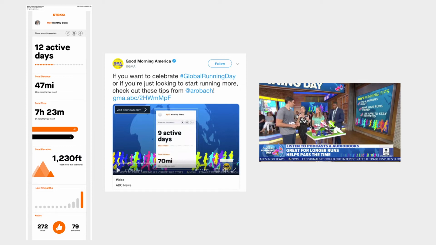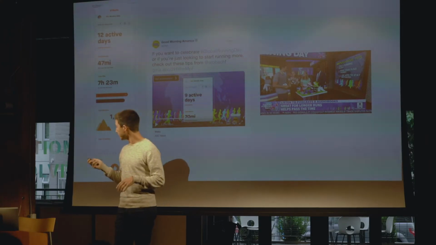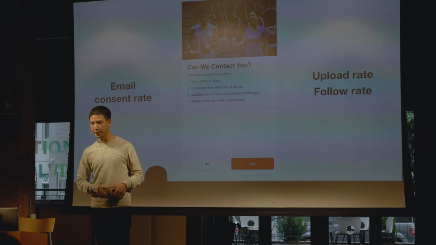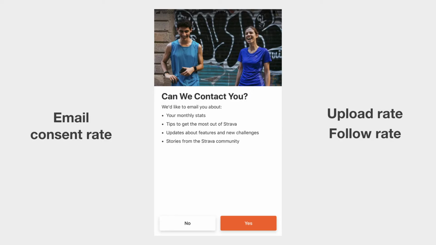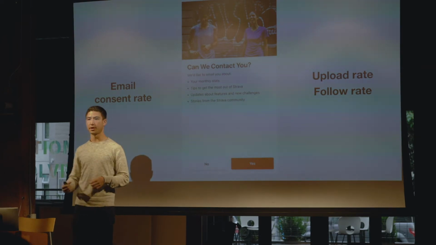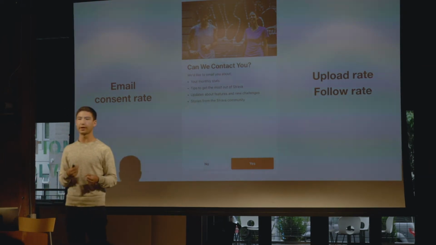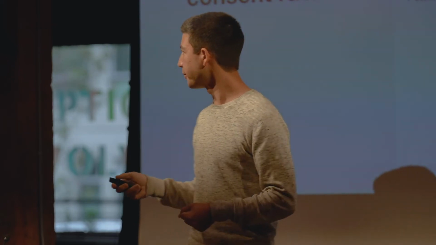But again, we have that screen. And what we look at there is, okay, what percentage of people are accepting the email consent. And what we found as we were testing the screen, not just in terms of including it or not, but also variations of it, is that when we do things that improve the email consent rate, we sometimes actually lower the follow rate and the upload rate, which is a little bit weird because those are our primary things that we go for, right?